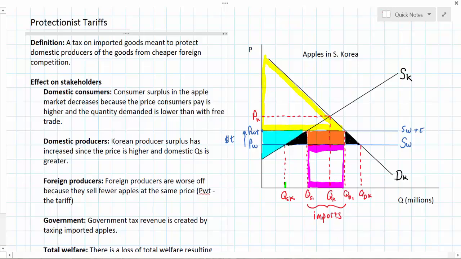If we further take into account the impact on foreign producers, there is a loss of foreign producer revenues. Therefore, producer surplus in the United States and other apple exporting nations is reduced as well. In this lesson, we have defined a protectionist tariff as a tax on imports. We have graphed the impact of a tariff using the apple market in South Korea as an example, and we have evaluated the effect of the tariff on different stakeholders, concluding that overall there will be a loss in total welfare resulting from a tariff on imports.